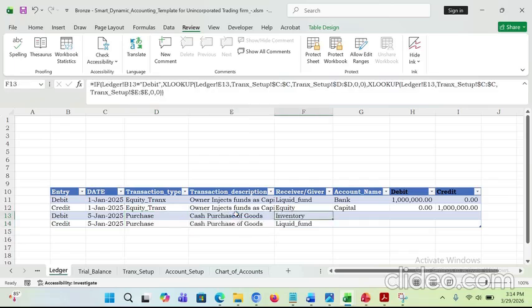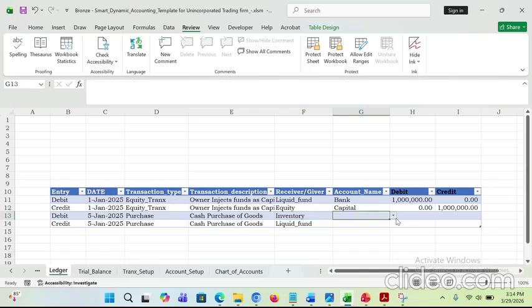Replicate this. It has automatically detected that we have to debit inventory and credit liquid fund. So the account name here will also be inventory. The liquid fund, let's say, is bank. Sum of how much? 500,000 naira. Same thing, and 0 here.